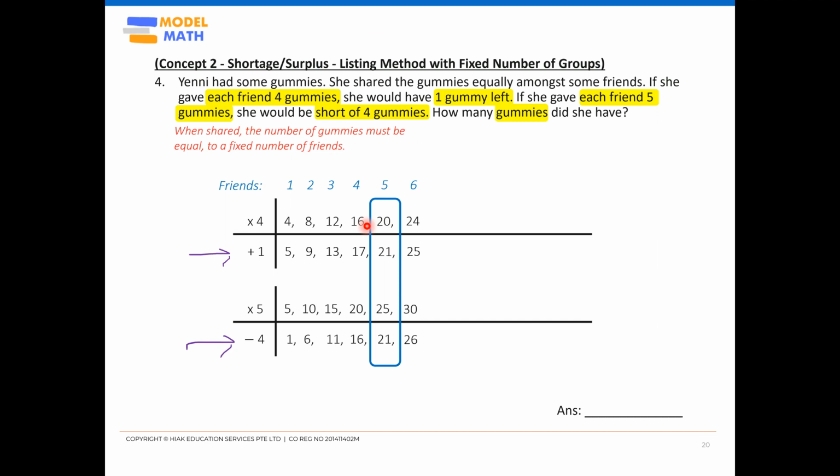Okay, so the question asks how many gummies. So gummies will be your 21 gummies. So you might want to circle that, and that will be the answer. Now, if I were to change the question, be very careful. If I were to change the question to how many friends did she have, please do not put 21, because whatever you created in this table is related to the gummies. They are all about the gummies. But the friends is the one at the top here. So if I ask how many friends, you should be writing down 5 friends as your final answer.